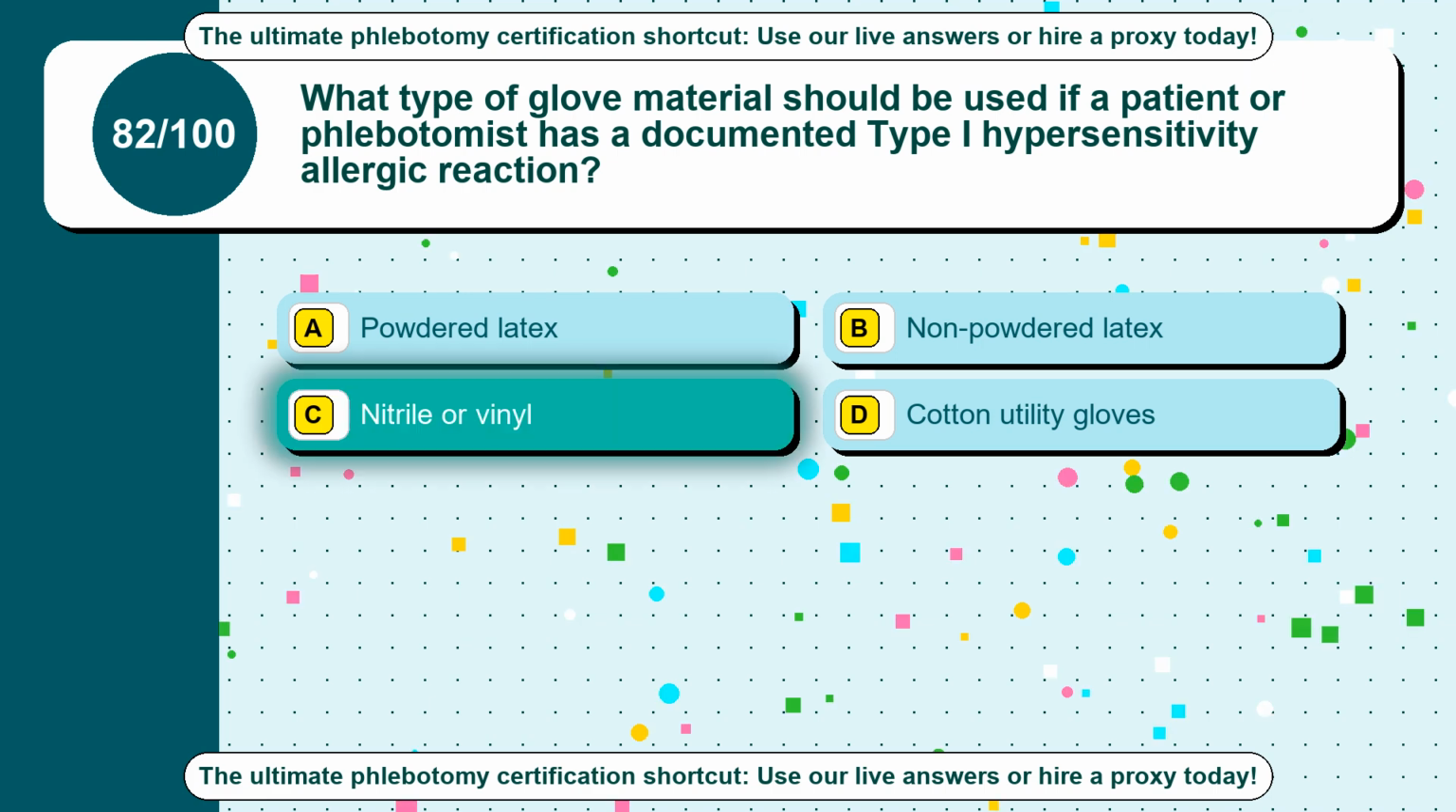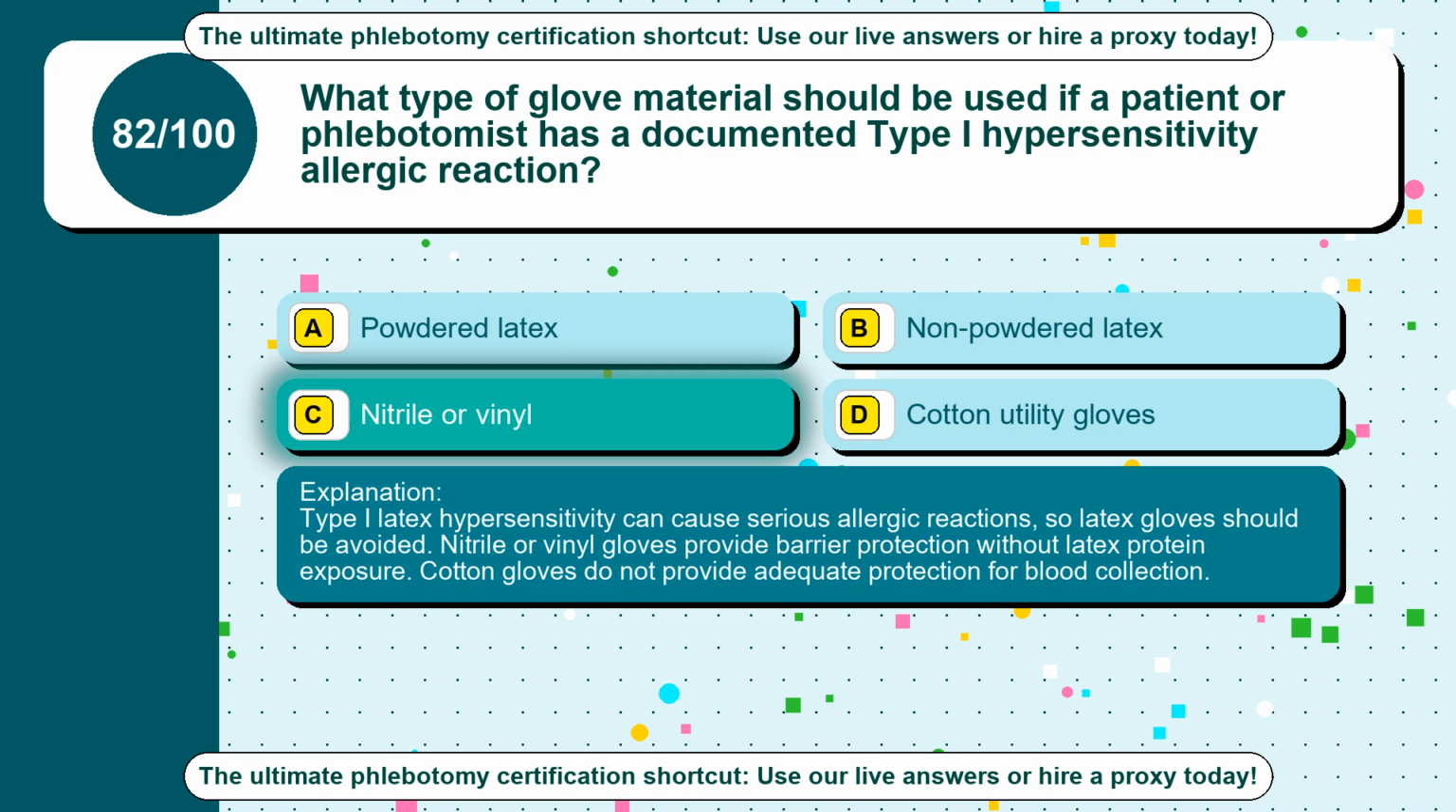The correct answer is option C. Nitrile or vinyl. Type I latex hypersensitivity can cause serious allergic reactions, so latex gloves should be avoided. Nitrile or vinyl gloves provide barrier protection without latex protein exposure. Cotton gloves do not provide adequate protection for blood collection.